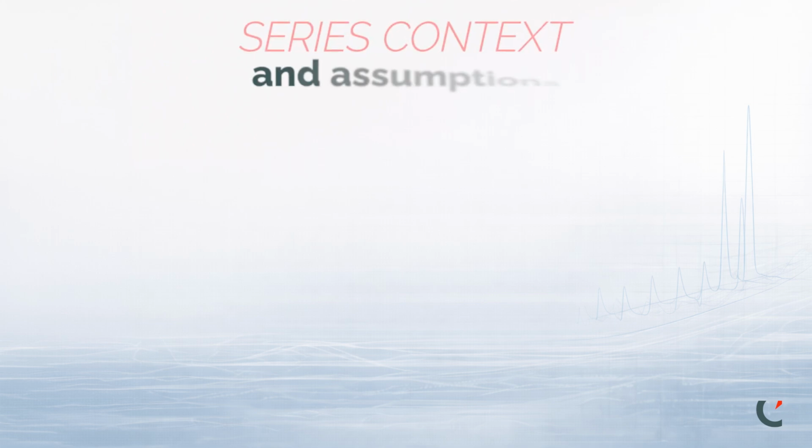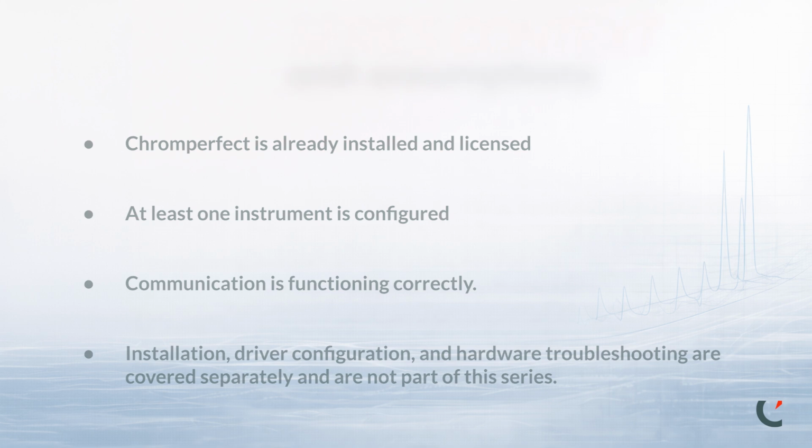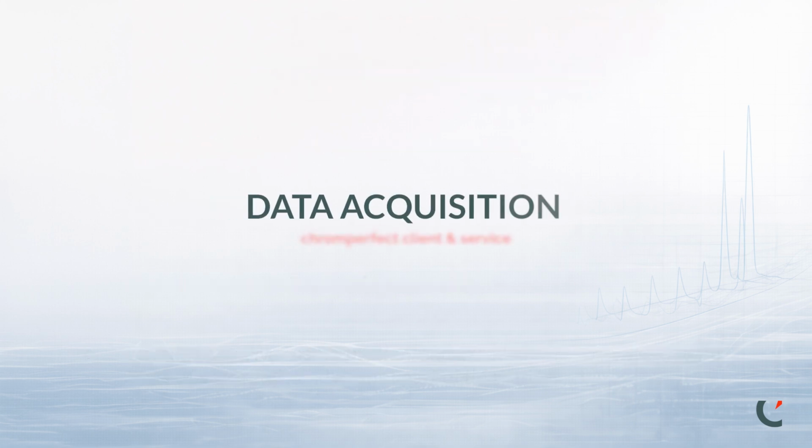Series context. This series assumes that Chromperfect is already installed and licensed, that at least one instrument is configured, and that communication is functioning correctly. Installation, driver configuration, and hardware troubleshooting are covered separately and are not part of this series. This is the first video in the series, and you will learn how Chromperfect data acquisition is structured internally, and why understanding the relationship between the service and the client is important before acquiring data.